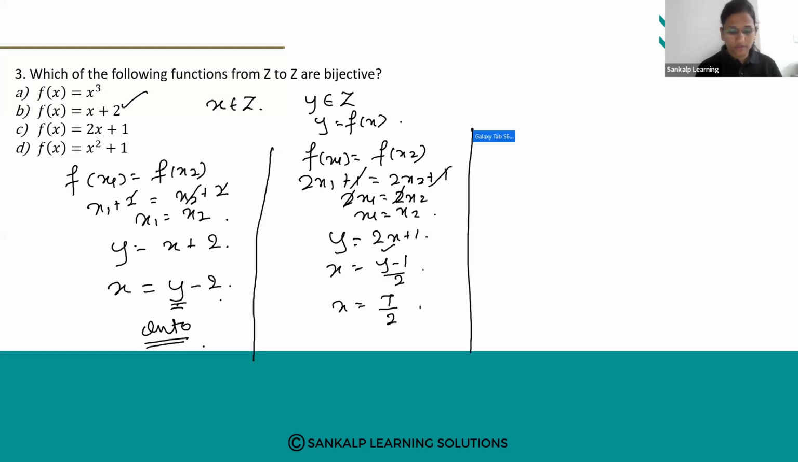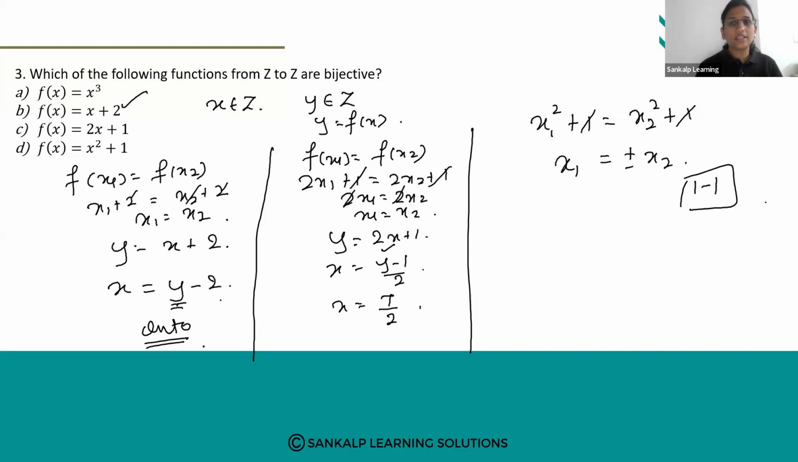The last one also, if you check: x1 square plus 1 equals x2 square plus 1. Now if you take the square root and x belongs to the integers, both plus and minus values are possible for x. It can be plus x2 or minus x2, so it is not one-one. Since it is not one-one, definitely it is not going to be bijective. So which function is bijective? f of x equals x plus 2. Thank you.